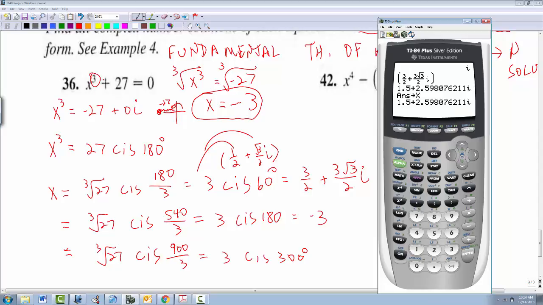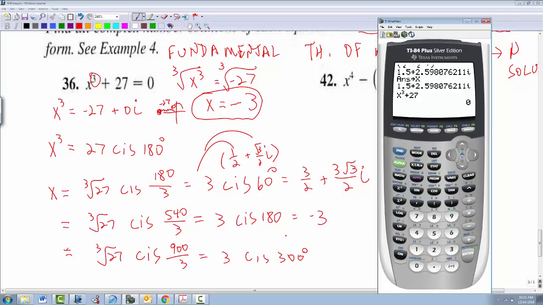And now watch this. What should happen when I write this expression down? x cubed plus 27. What should I get? 0. Because that's what it means to solve an equation. When I plug in an answer that I'm supposed to have into this, it's supposed to equal whatever's over on the other side. Get ready to get excited. Boom, shakalaka. So that is an answer in rectangular form.